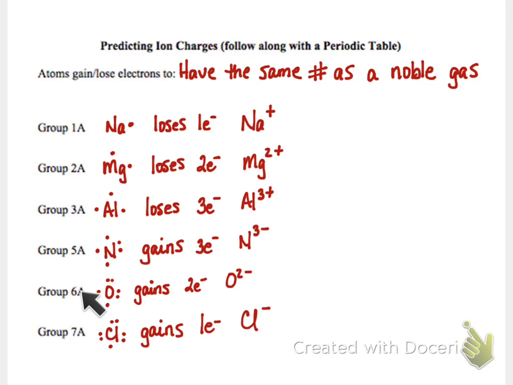Oxygen, group 6A, 6 valence electrons. It's going to gain 2 to get 8 and have a charge of -2. Halogens, group 7A, like chlorine, they have 7 outer electrons, 7 valence electrons. They're going to gain 1 electron to get 8 and have a charge of -1.